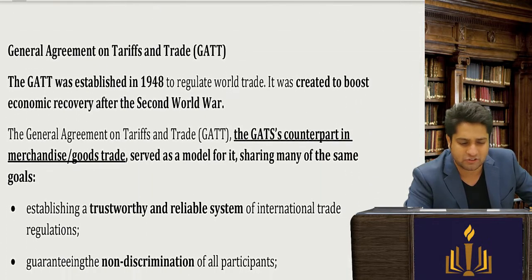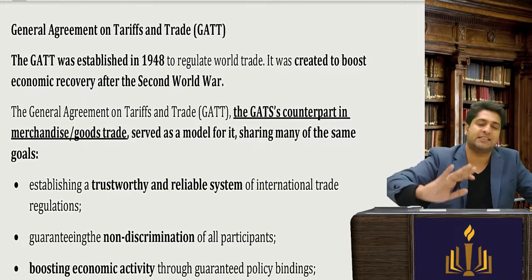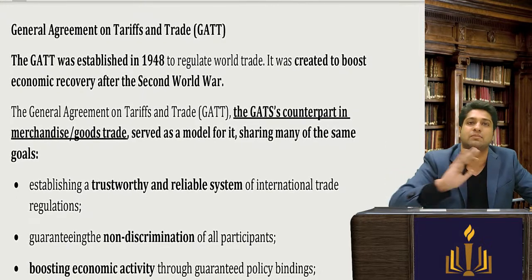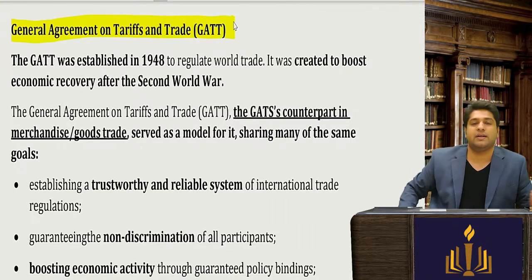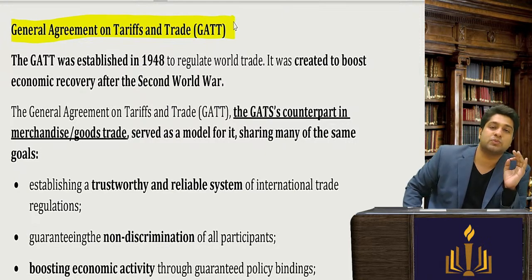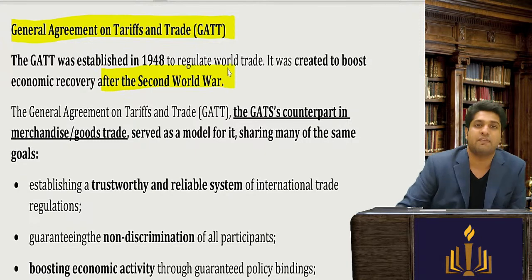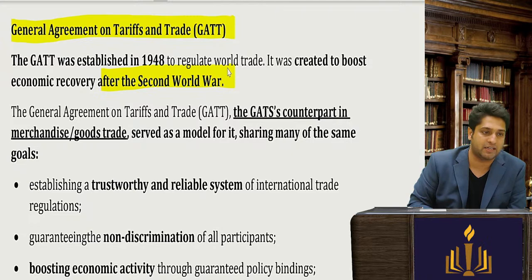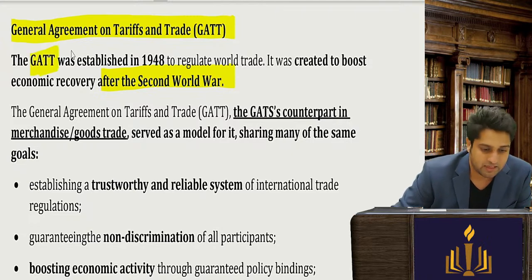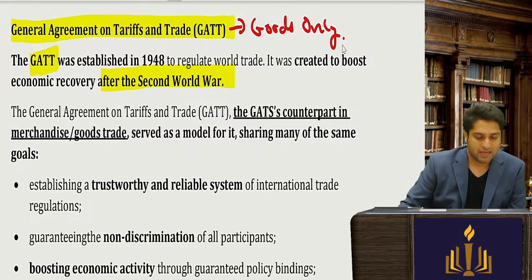Okay, so we've understood what GATS generally talks about. GATS covers services, and goods and services will have the same rules. Now, General Agreement on Tariffs and Trade. Remember, we said that this was immediately after the end of the Second World War. When the World War ended in 1945, the first organization that was created was GATT. And this covered goods only.